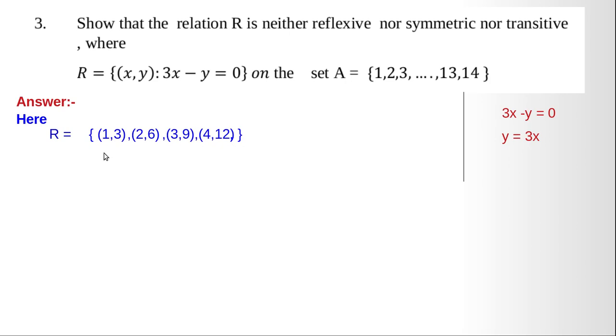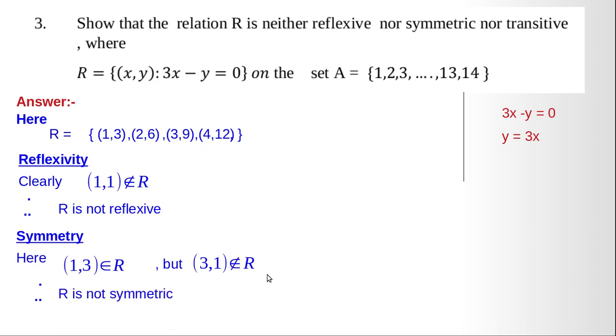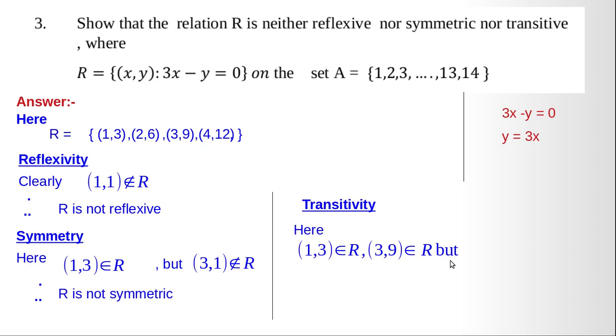Let us write it in a very simple way. Reflexivity: (1, 1) is not an element of R, therefore the relation is not reflexive. Symmetry: (1, 3) belongs to R, but (3, 1) does not belong to R, hence the relation is not symmetric. Transitivity: (1, 3) belongs to R, (3, 9) belongs to R, but (1, 9) does not belong to R, therefore the relation is not transitive. Answer to question number 3 is over.